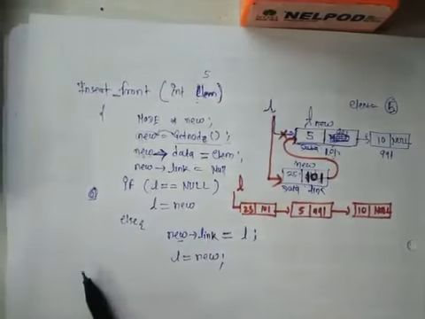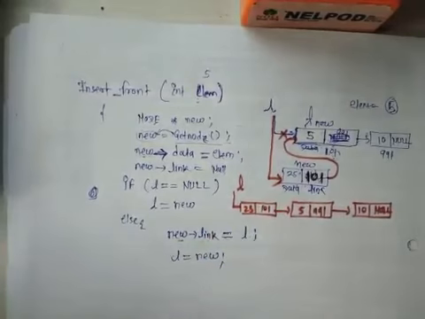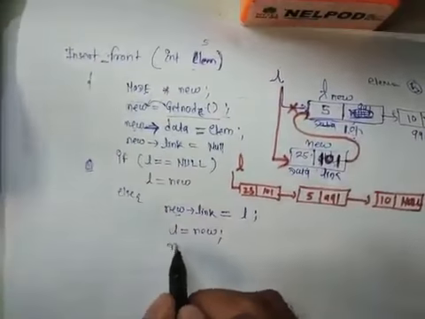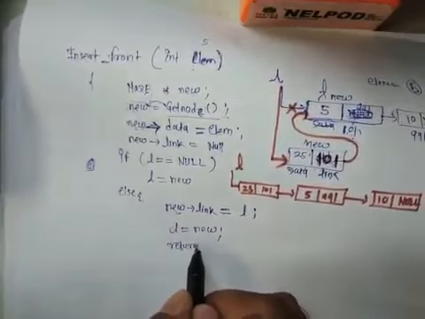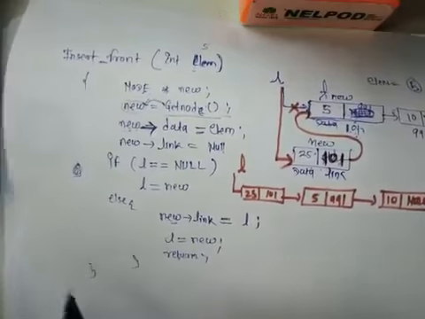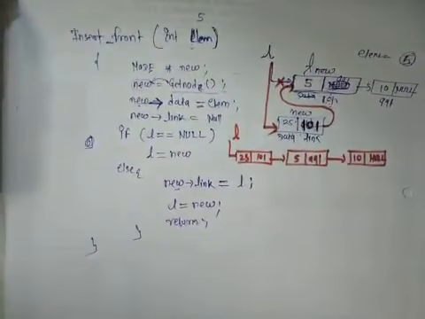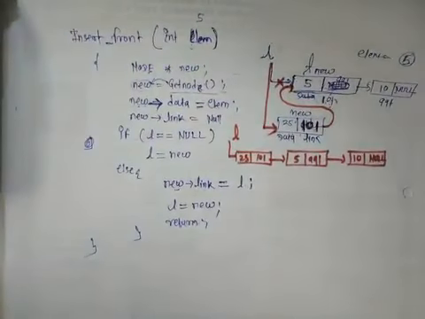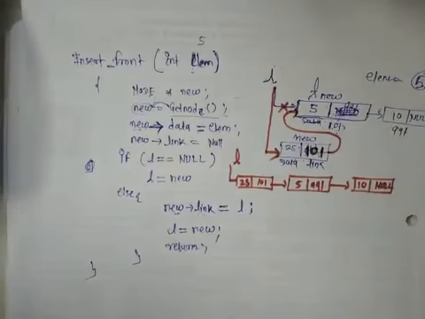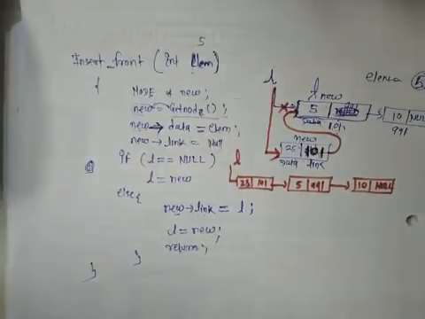So this is the insert front operation, and from this we are going to simply return. End of the else part, end of the insert front operation. So in this way we can insert at the front of a linked list.